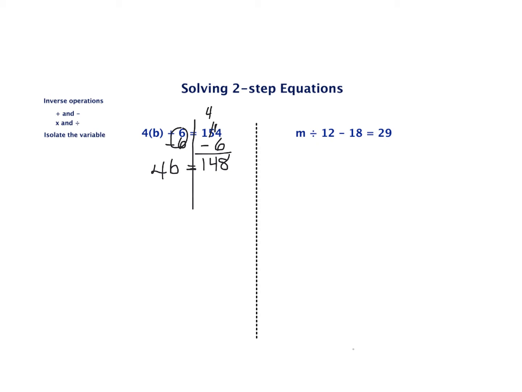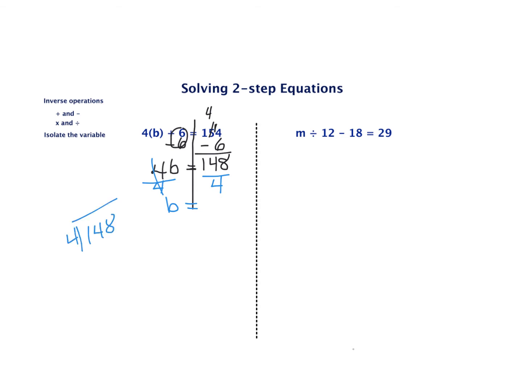4b again is 4 times b. The inverse of multiplication is division. I'm going to divide by 4 on this side, and I'm going to divide by 4 on the other side. 4 divided by 4 is 1. So I'm left with b equals 148 divided by 4 to get what b equals.